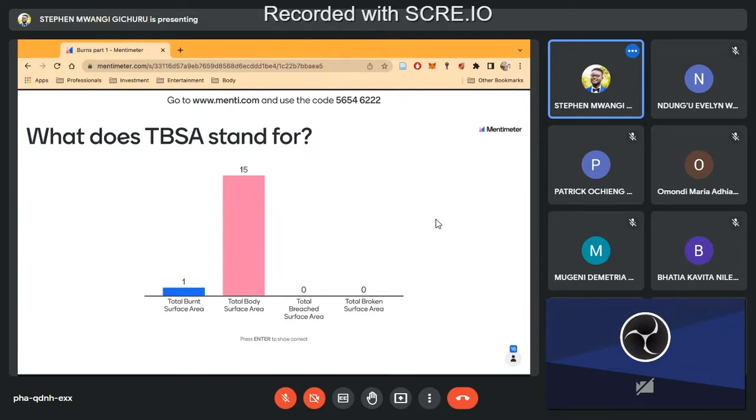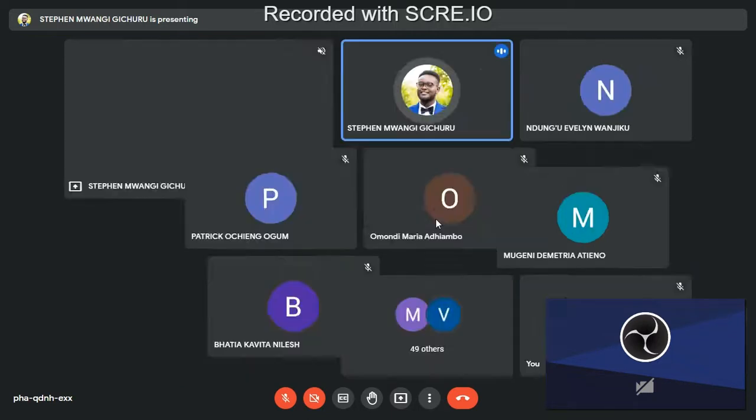Can see majority of you have gotten it. So TBSA means total body surface area. Sometimes people say it's total burnt surface area. It's good that you guys are not saying that. So, back to our presentation.